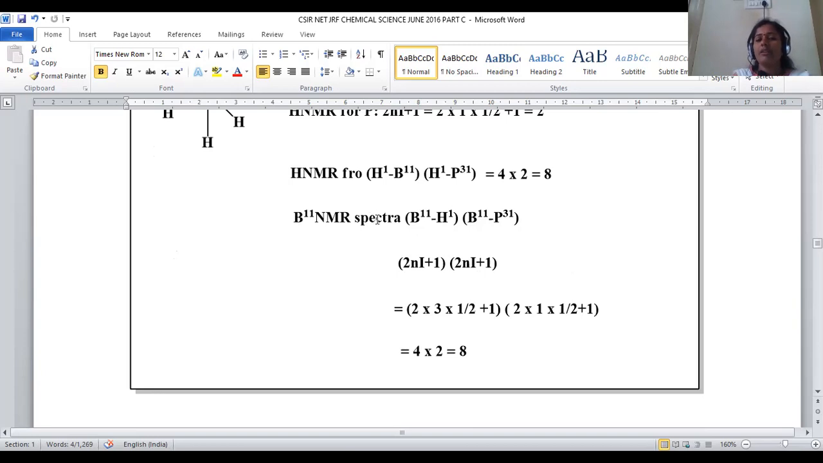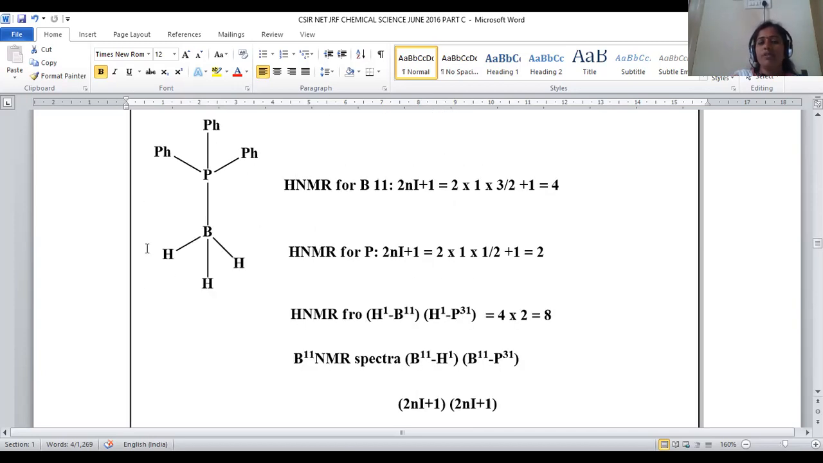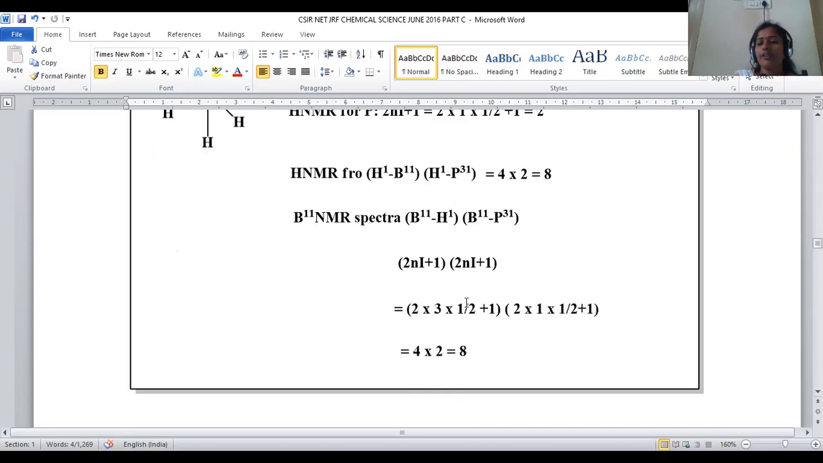Let us apply B11 NMR also. They are asking for proton as well as B11 NMR. In B11 NMR, B11-H1 coupling will be there and B11-P31 interaction is also there. In order to predict the spectral lines for the protons, how many protons are there in the compound? 3 are there. Each proton has I value of half. So 2 into how many hydrogens? 3 into each hydrogen I value 1/2 plus 1. 2 into 3 into 1/2 plus 1. The 2 gets cancelled, 3 plus 1, it will become 4.